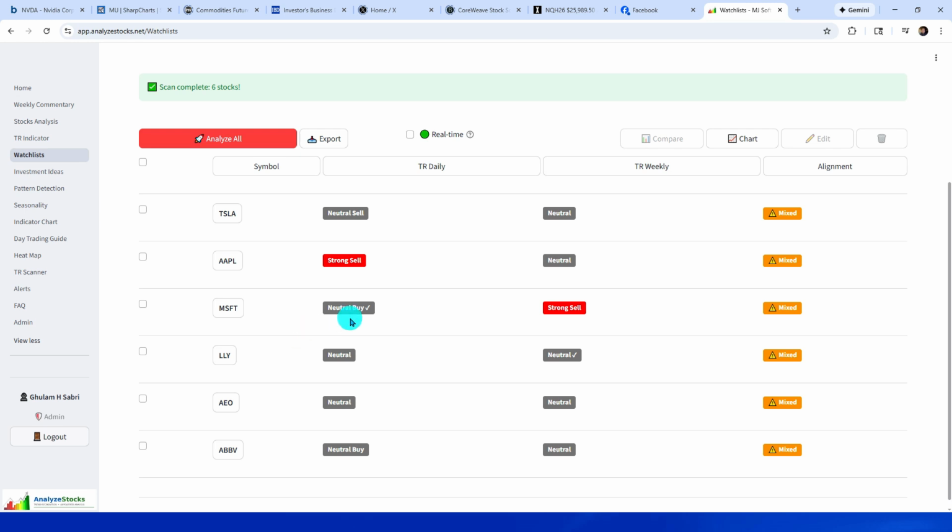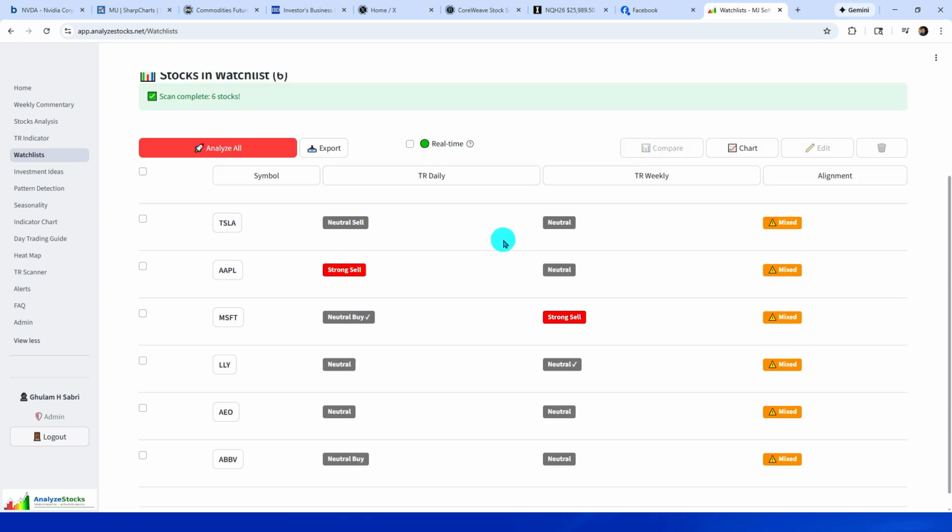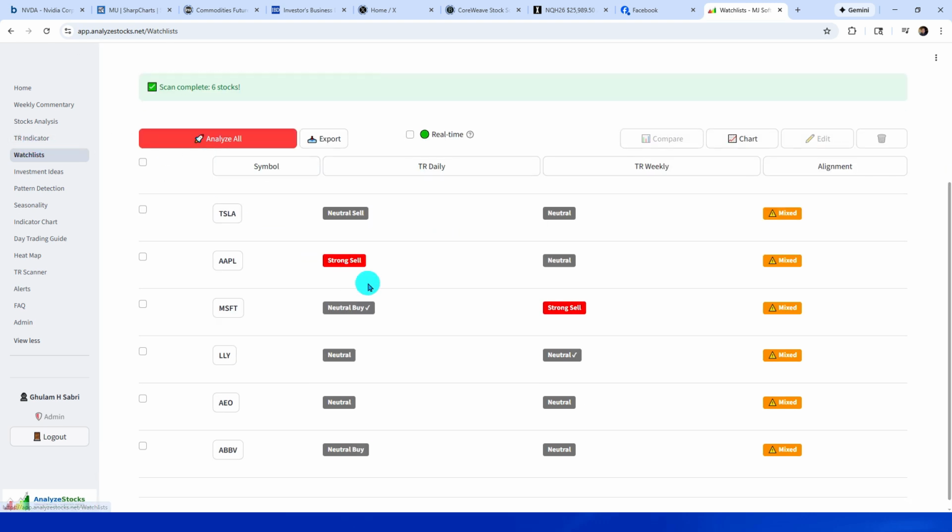This one is neutral buy and has just started, so it means that it has not started something. Remember the TR chart, like a green zone where there's a strong buy, so the momentum is still weak, although it is in a buy zone. That's why the alignment is a mix. It's neither sell nor buy.